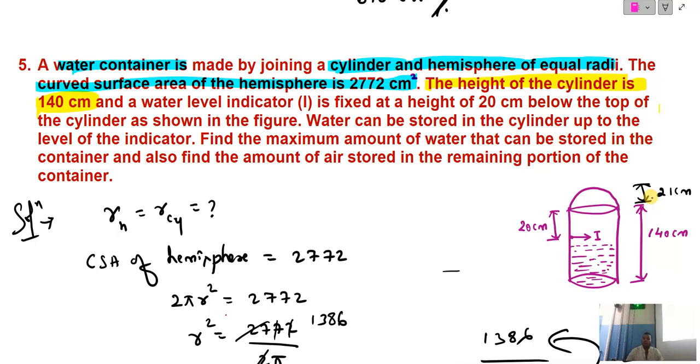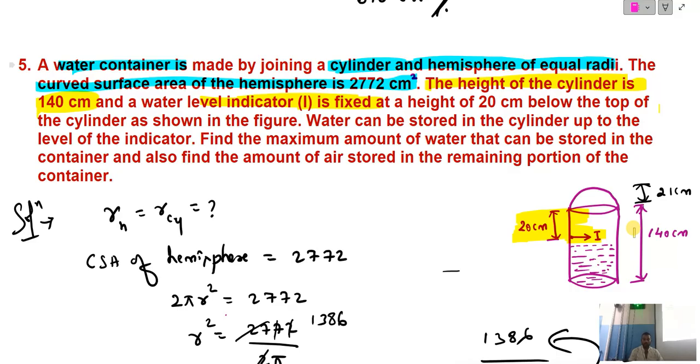Now here the height of the cylinder is 140 centimeter. So the total height is 140. Well and good. And a water level indicator I is fixed. Look, child, an indicator is fixed here, at a height of 20 centimeter below the top of the cylinder. Where have we fixed it? Out of this total 140, the top is 120, 20 below. So the indicator is fixed at this height.